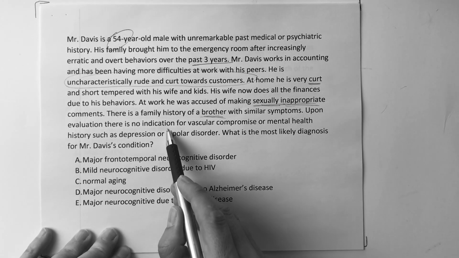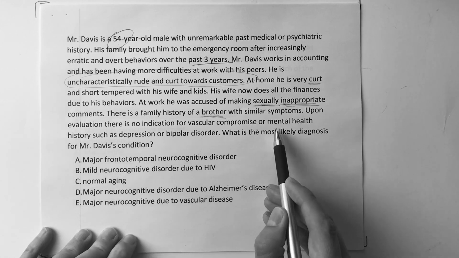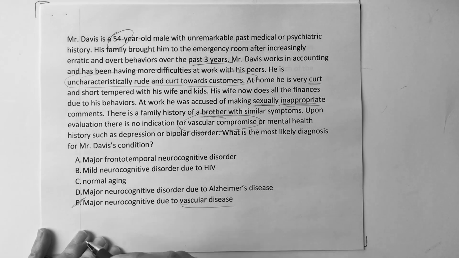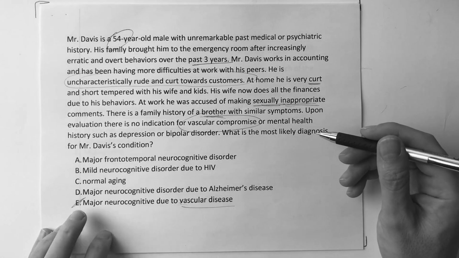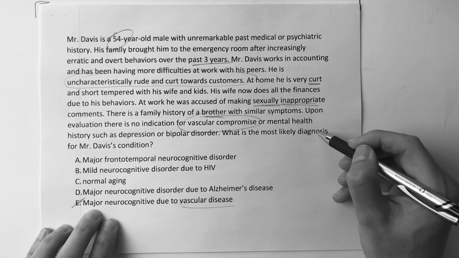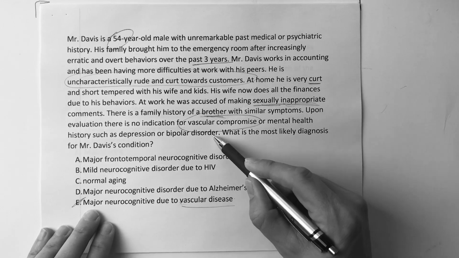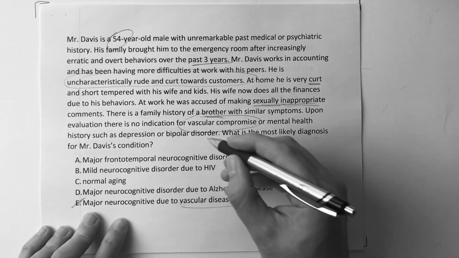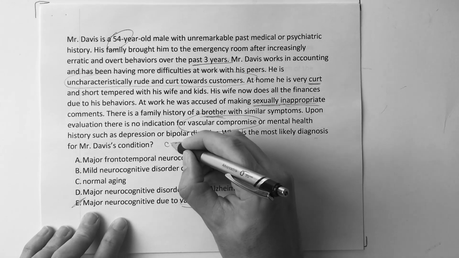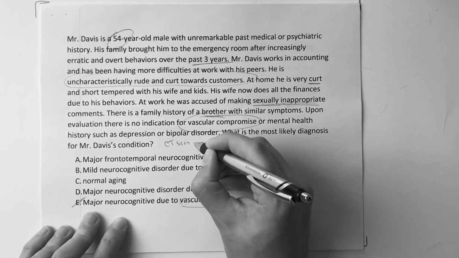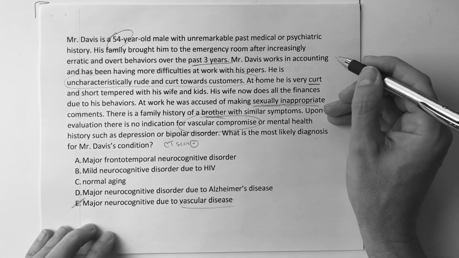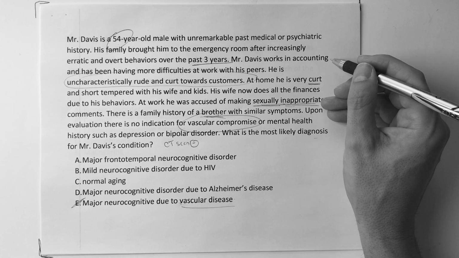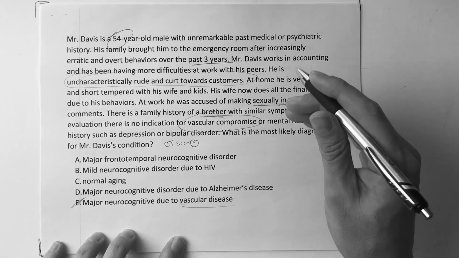Upon evaluation, there's no indication for vascular compromise. Okay, so if there's no vascular compromise, that basically rules out a stroke or anything like that. They're leaning away from vascular disease or a mental history such as depression or bipolar. What is the most likely diagnosis? Now, probably on the USMLE, they're going to say the CT scan was unremarkable, maybe except for some atrophy, perhaps. But it's going to be unremarkable for the most part. This guy's got behavior issues.